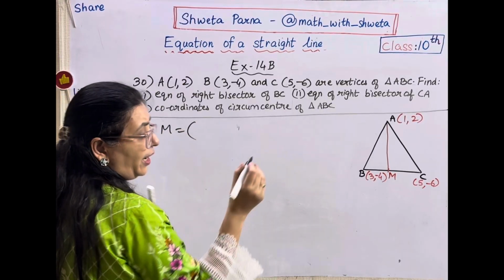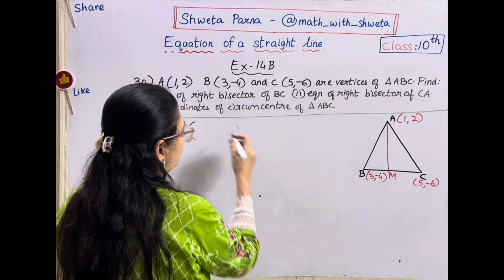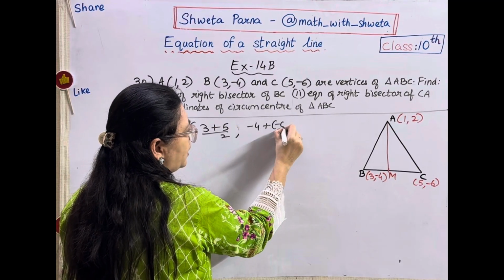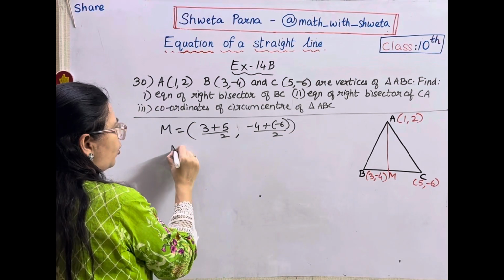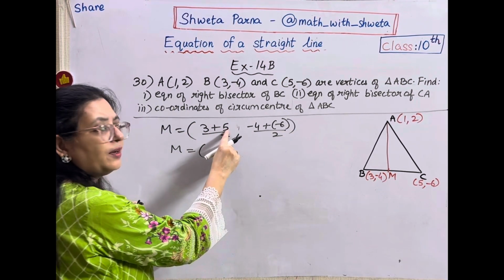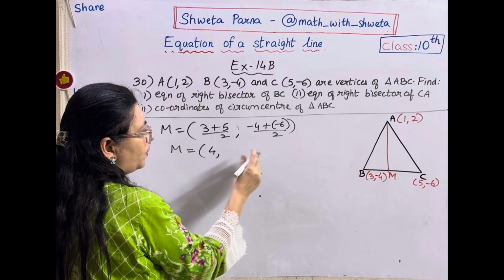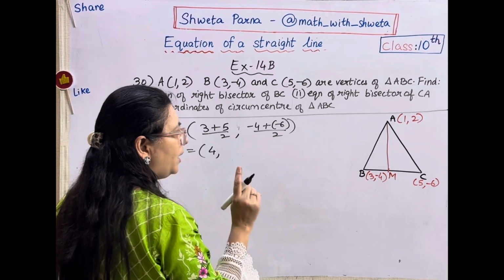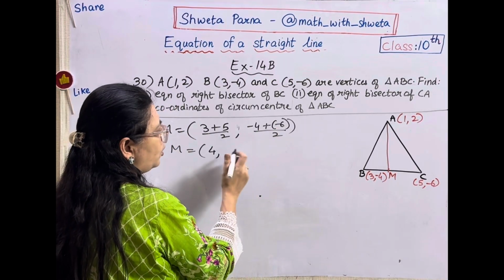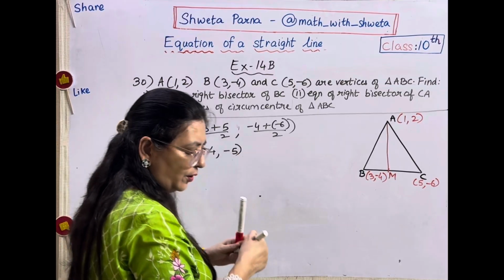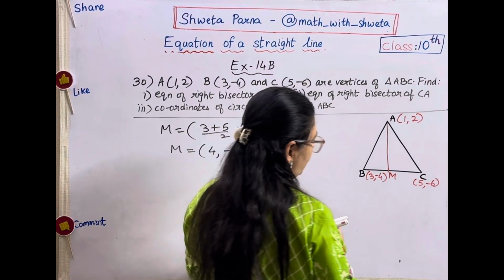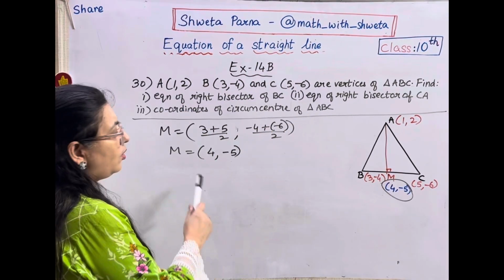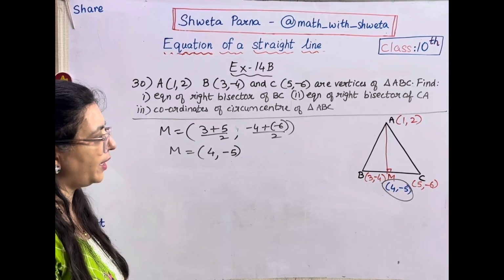So M would be, by the midpoint formula, x1 plus x2 upon 2 and y1 plus y2 upon 2. So 3 plus 5 upon 2 and minus 4 plus minus 6 upon 2. 3 plus 5 is 8, 8 divided by 2 is 4. Minus 4 plus minus 6, both are negative numbers, so you will add them and the sign will be negative. So it is minus 10 upon 2, which is minus 5. So the coordinates for M is 4 and minus 5.